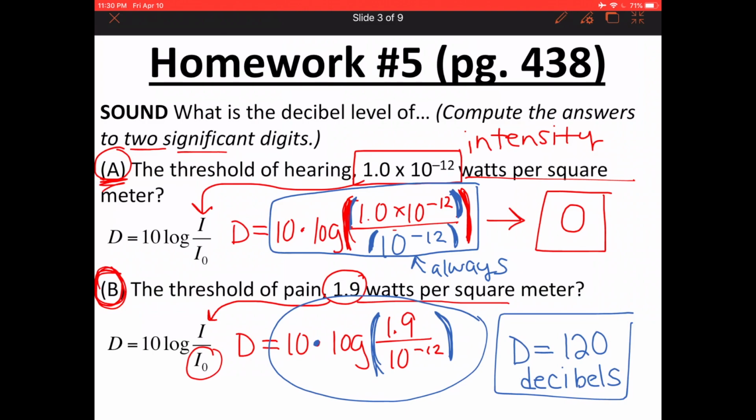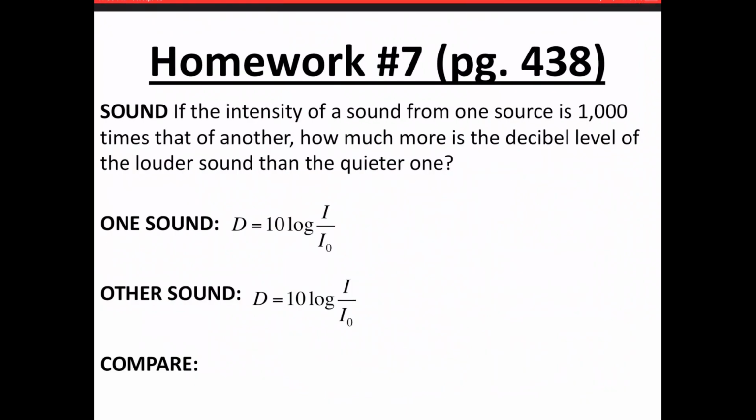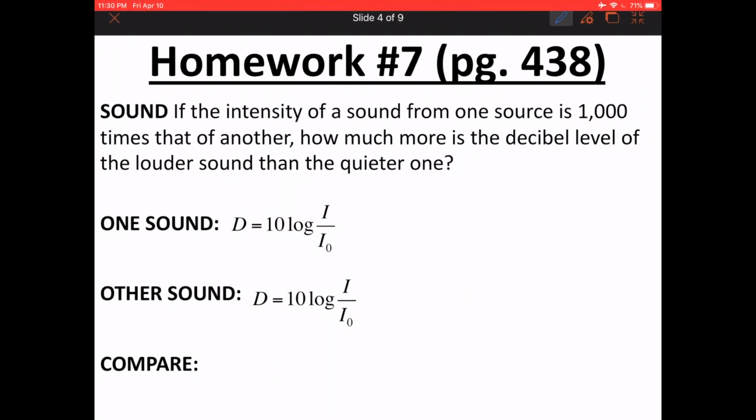And that is our first example for the decibel formula. We are going to do a second one here. Now let's look at example number 7, out of the textbook. If the intensity of a sound from one source is 1,000 times that of another, how much more is the decibel level of the louder sound than the quieter one? That is all that you're going to see in the book, but here on the bottom half, I've given you guys what your thought process should be.